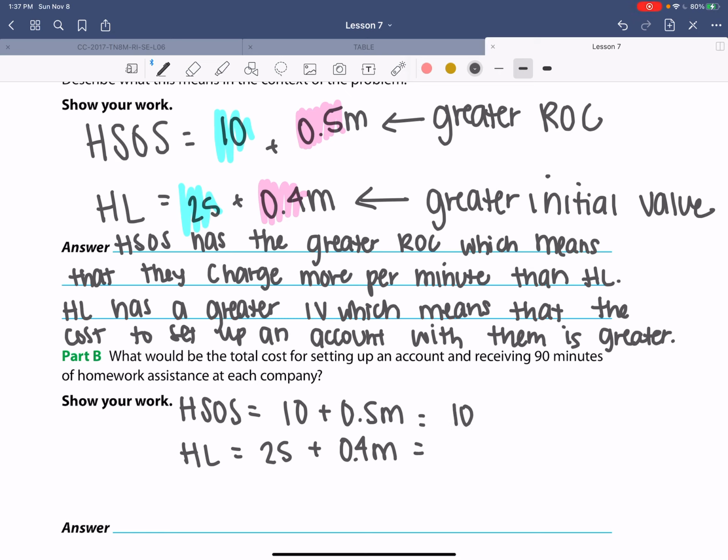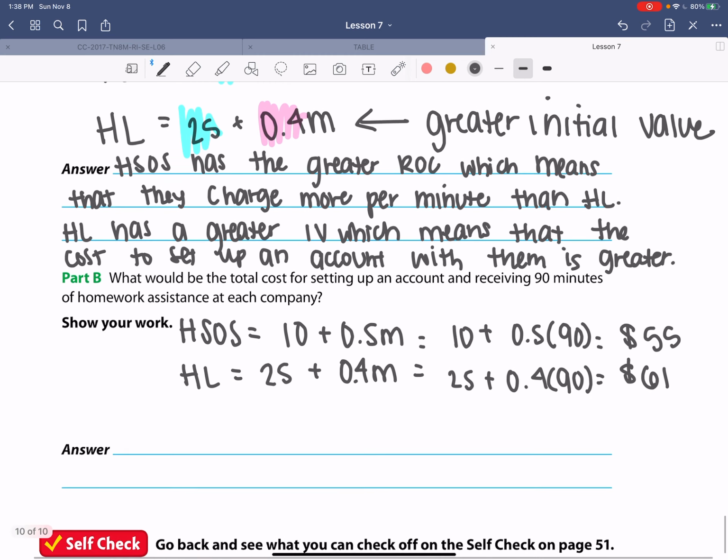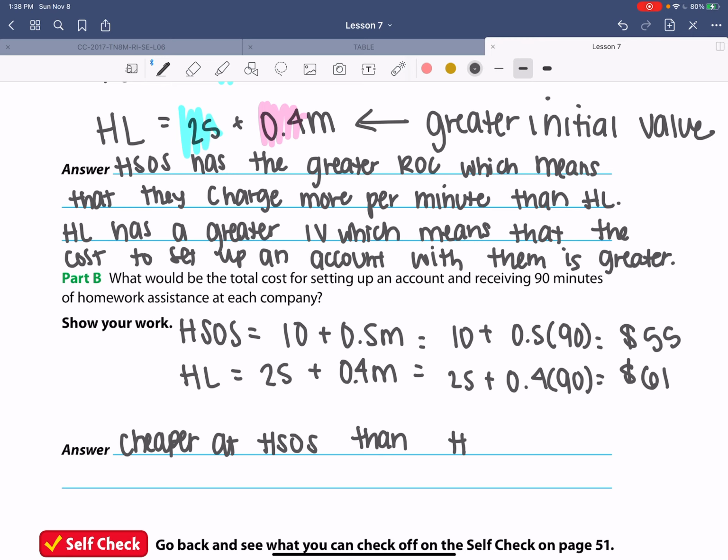So we have 10 plus 0.5 times 90, and 25 plus 0.4 times 90. So it's going to cost us $55 at Homework SOS, and it's going to cost us $61 at Homework Lifeline. So what would the total cost be? It'll actually be cheaper at Homework SOS than Homework Lifeline.